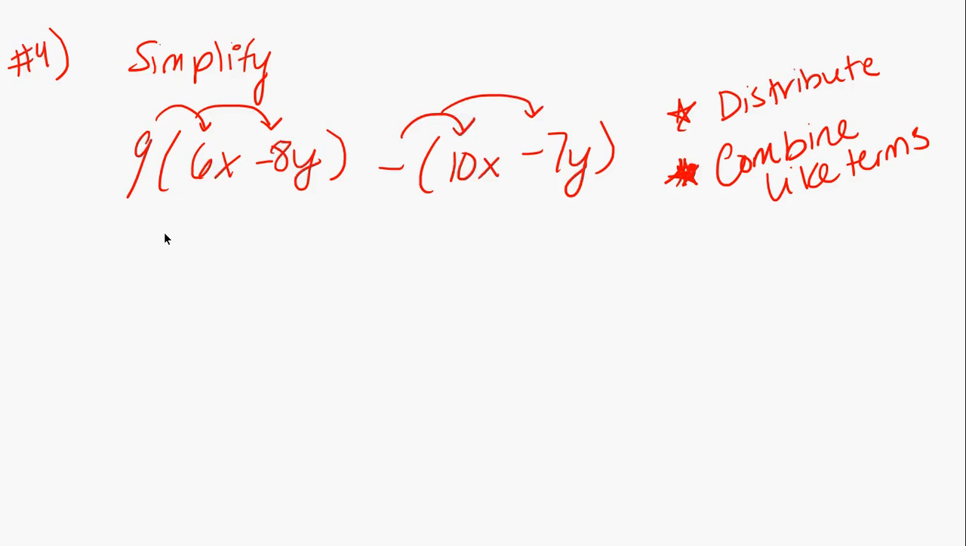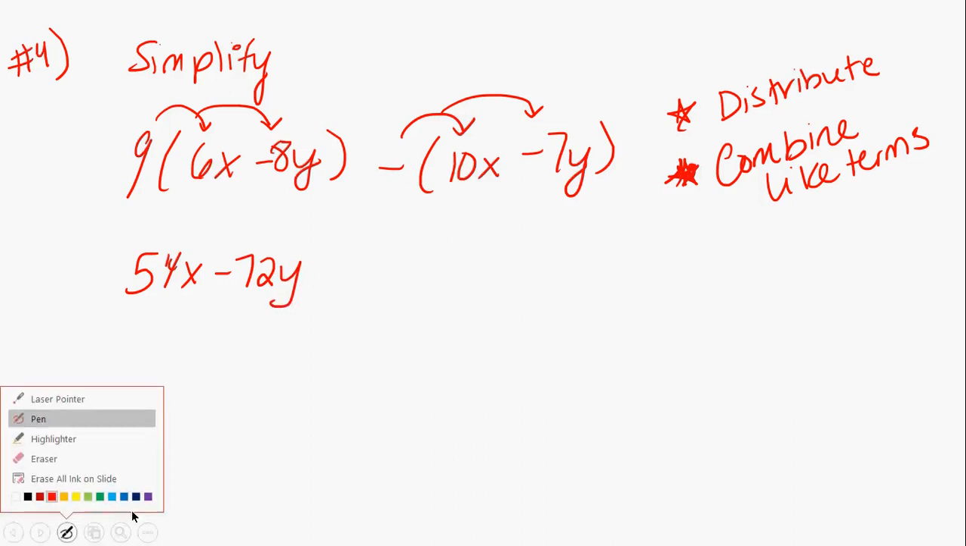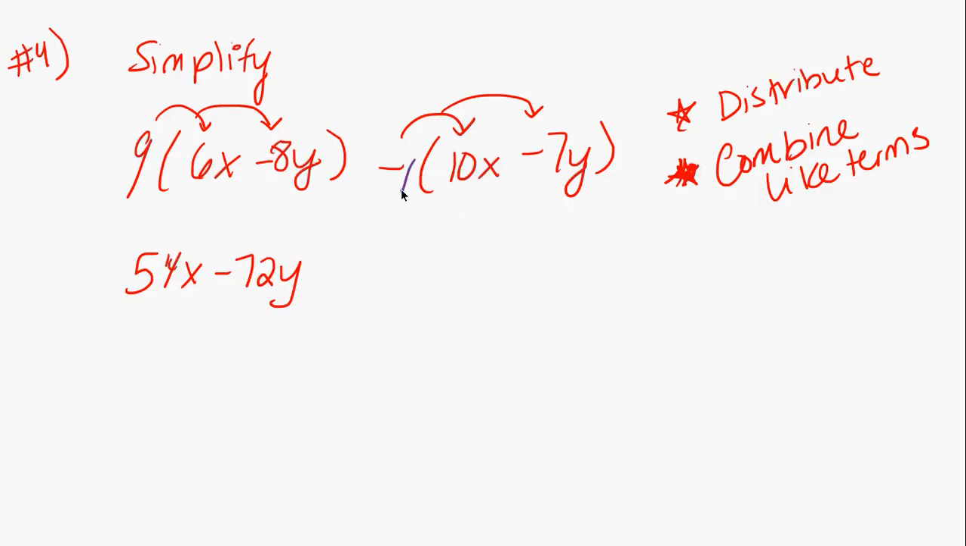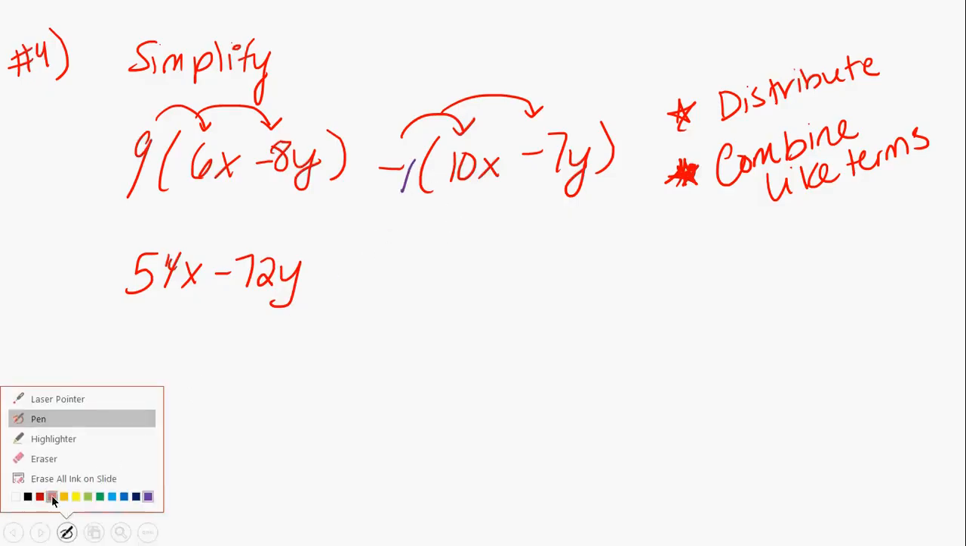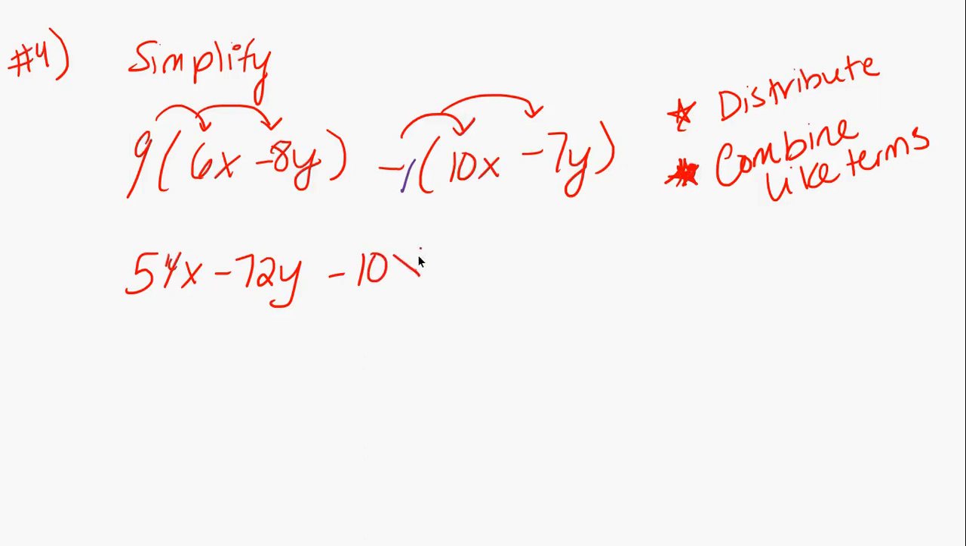So 9 times 6 gives us 54x. 9 times negative 8 is negative 72y. And now we distribute our negative. That's really like having negative 1. So negative 1 times 10 gives us negative 10x. And negative 1 times negative 7 is plus 7y.